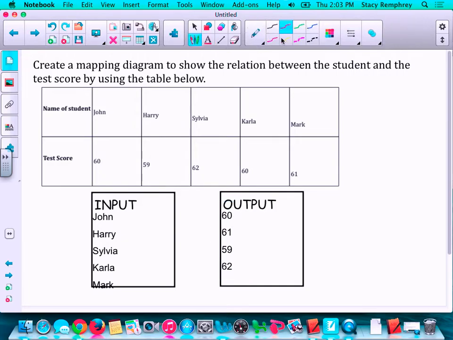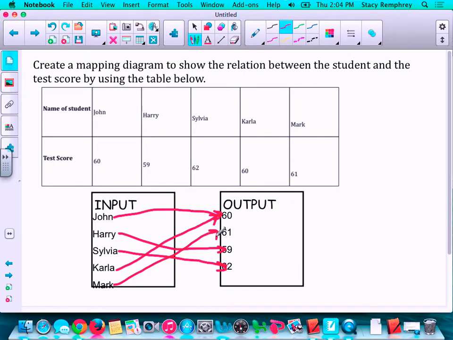Now I'm going to map. So John goes with 60. Harry with 59. Oh, sorry, I didn't put that one in order. Sylvia with 62. Carla was 60. So again, and Mark was 61. So that's called a mapping diagram. And that's all. We're just mapping right now. I'll show you what that means later.